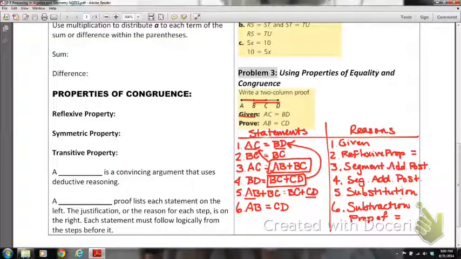So that's your first two column proof, using the properties of equality and congruence together to prove that the lengths of these two segments are equal.